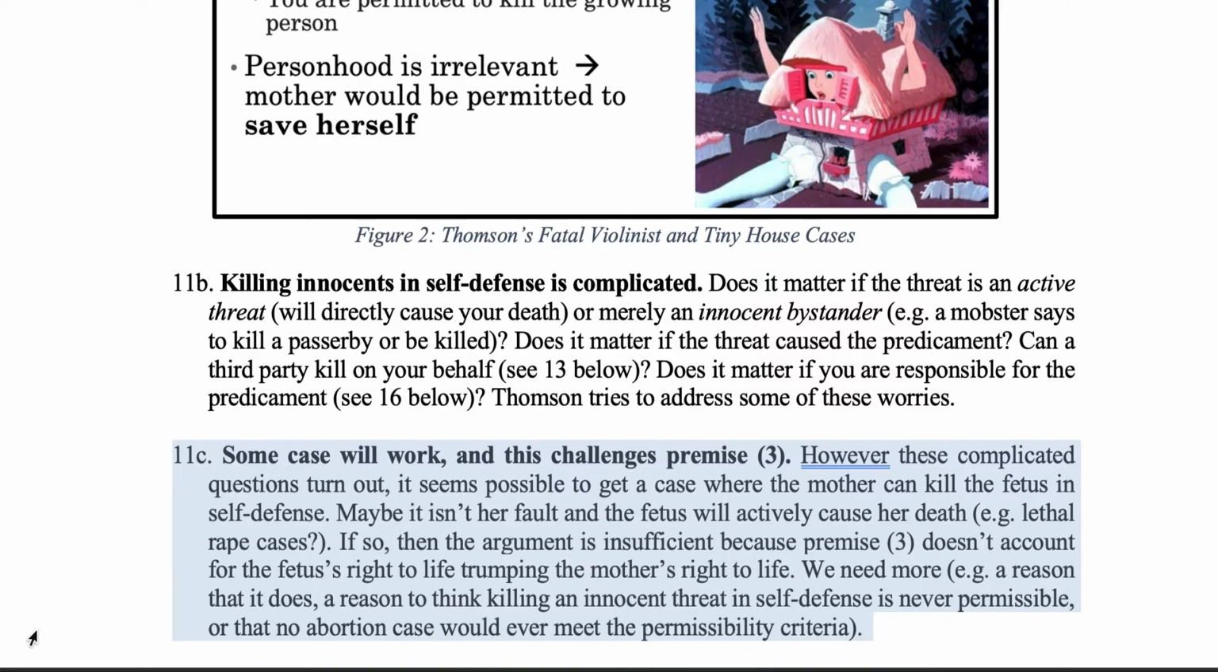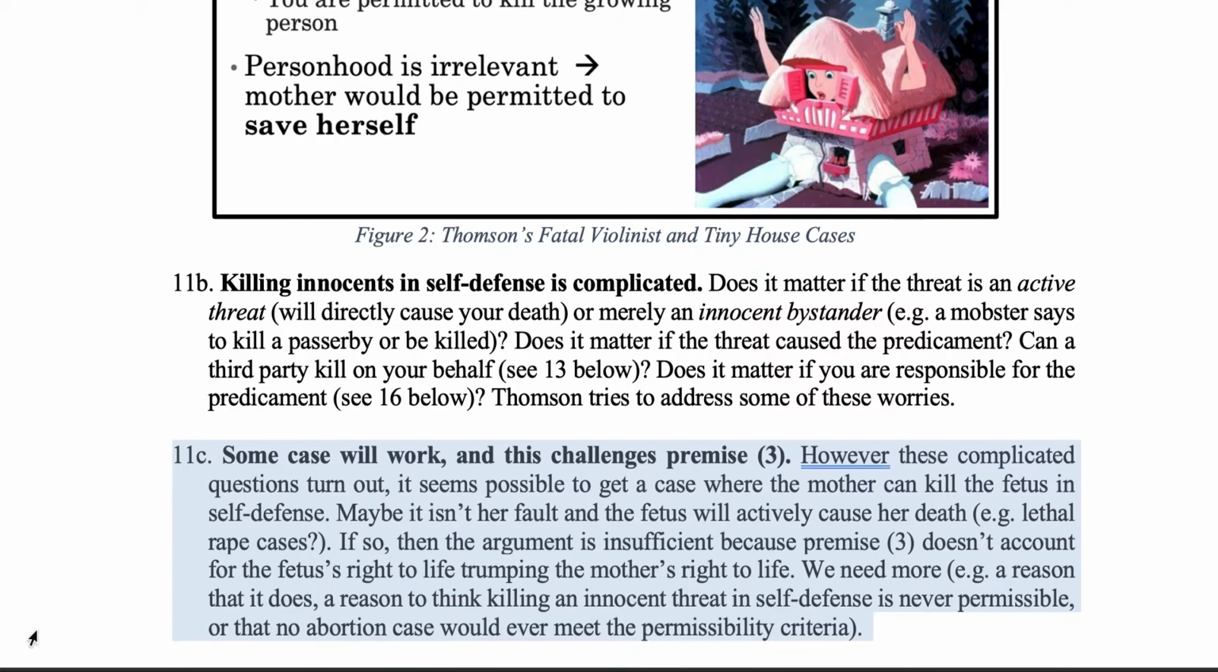Maybe one where it's not her fault. The fetus is actively causing her death. And if we can get that, she says, it seems like we can get at least some cases where the baby is an active threat on the mother's life, and the mother didn't cause any of this on her own. Maybe it's another rape case. Then the argument is still going to fail, the argument that it's always wrong to permit or perform an abortion, because premise 3 is going to be false. The argument fails because premise 3 is not going to account for the fetus's right to life trumping the mother's right to life in every single case.